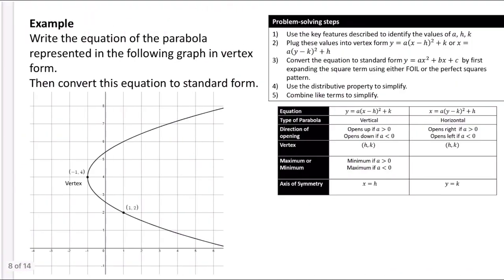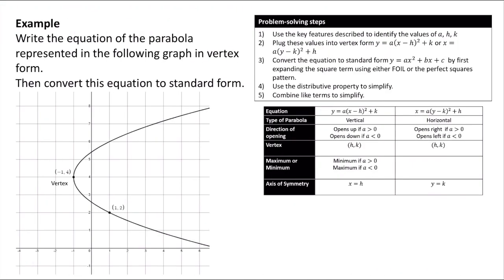Okay, so now let's go ahead and try writing the equation of the parabola that's represented in this graph, and let's write it in vertex form and then convert to standard form. So let's look at this parabola. It opens sideways, it opens to the right, so we're going to need the form of the equation x equals a times y minus k squared plus h.